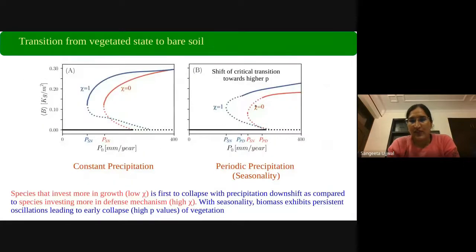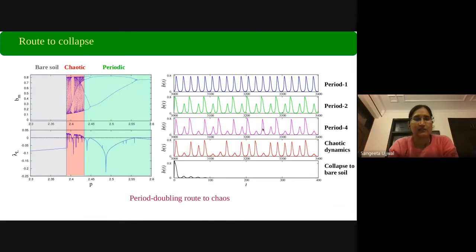So now we ask the question: what happens just before the collapse? And interestingly, we found that the route to this collapse is through the period doubling bifurcation, period doubling route to chaos and then collapse. So on the x-axis we have precipitation here. At high precipitation, this is in the presence of external periodic forcing.